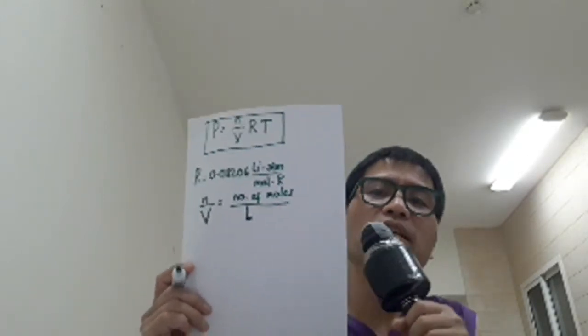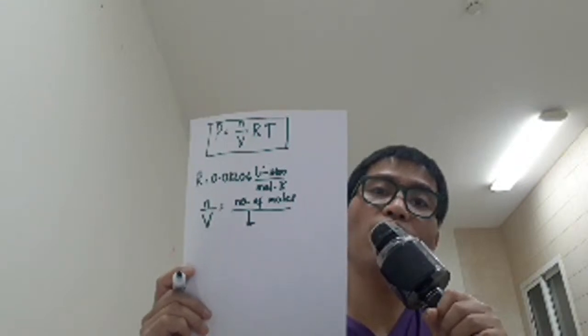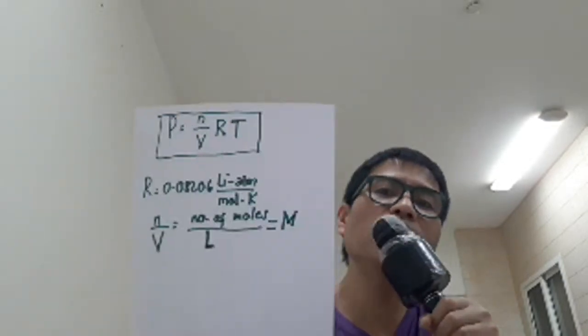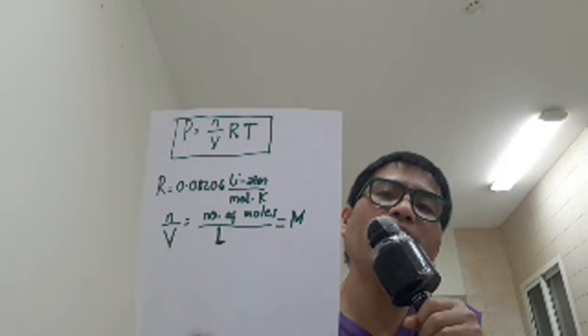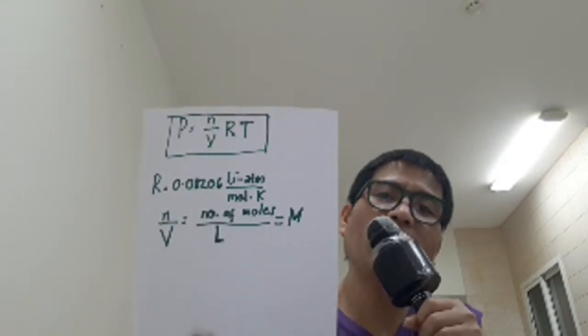This one, n over V, where n stands for the moles of solute over V in liters, is the equation for the molarity, capital M. So if this is the equation of the molarity, then we will substitute it into the n over V in P equals nRT over V. It now becomes P equals capital M times RT in the osmotic pressure formula. Okay, P is equal to capital M.